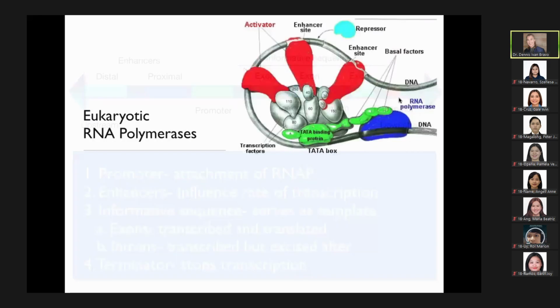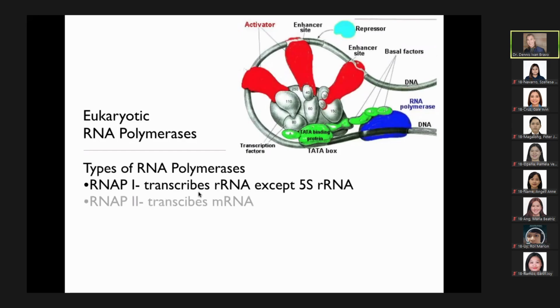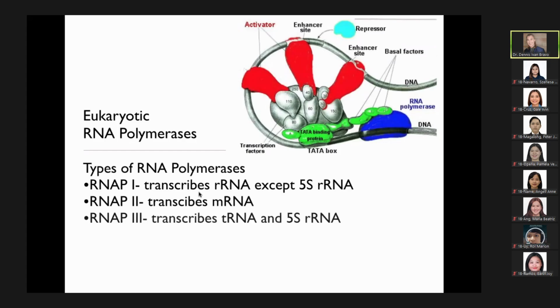Okay, now the RNA polymerases in eukaryotes are of three types. There's RNA polymerase 1, which transcribes ribosomal RNA with the exception of 5S. 2 transcribes mRNA, and 3 transcribes tRNA, including 5S. Easy to remember. 1, 2, 3 corresponds to R, M, T.